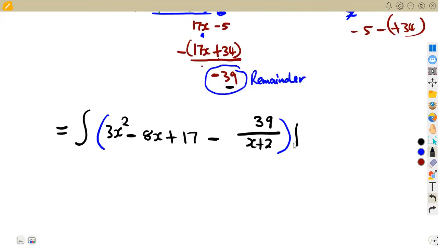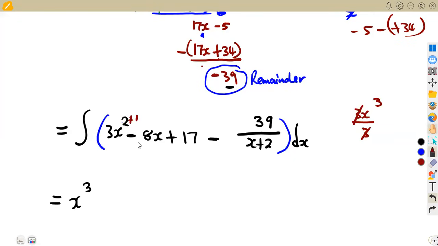So we integrate everything here with respect to x. That's it. Integrate everything with respect to x. All right, so let us start with the first part. 3x to the exponent of 2. Remember, integral, you add 1. So that is going to give us 3x to the exponent of 3 over the new exponent, which is 3. So this one and this one are going to cancel. We remain with x to the exponent of 3.